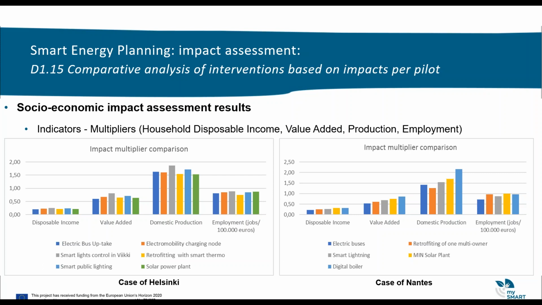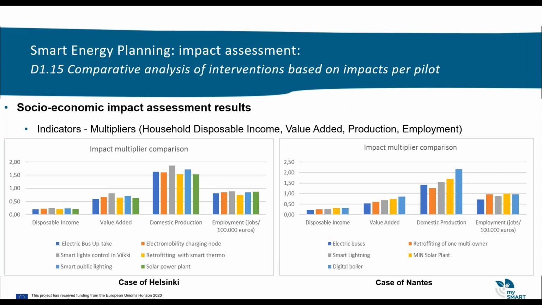And the results are represented here as impact indicators that in this case are represented as multipliers, which aim to provide a better understanding of the relation between the investment made in each of the interventions and the type of effects, in this case, those direct, indirect, and induced effects that are originated at that regional scale. In this case, the indicators or multipliers selected for the analysis are the household disposable income, the increase of the value added per sector, the increase of the production, and the generation of local employment.